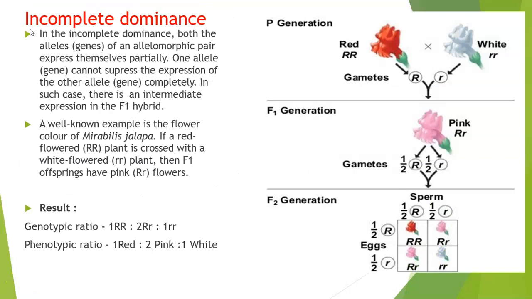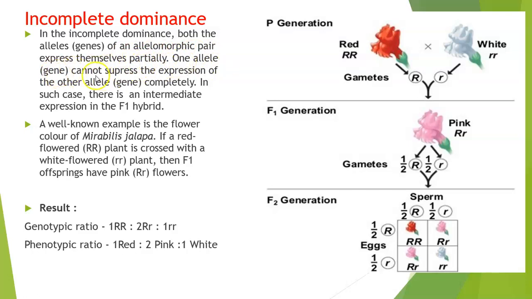The first intragenic interaction that we are going to see is incomplete dominance. Now what happens in this kind of dominance? In incomplete dominance, both the alleles, that is, the genes of an allelomorphic pair, express themselves partially.